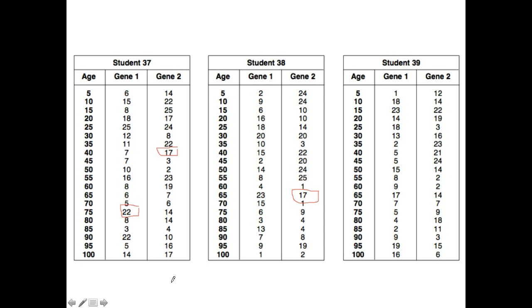We're going to do one more. For gene 1, go ahead and put a circle around number 16. Also, always circle the lowest number that you find on the gene. And for gene 2, go ahead and circle number 14.